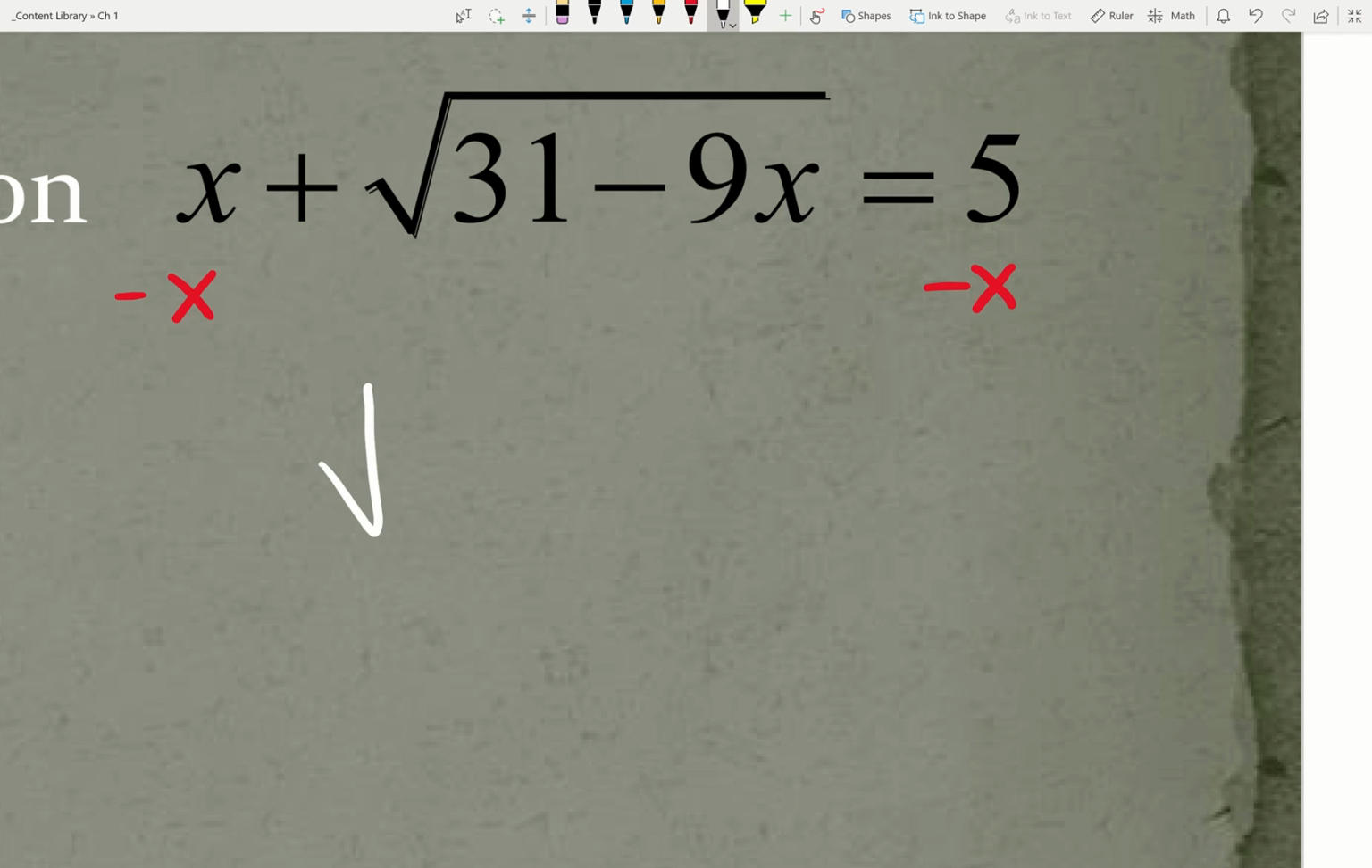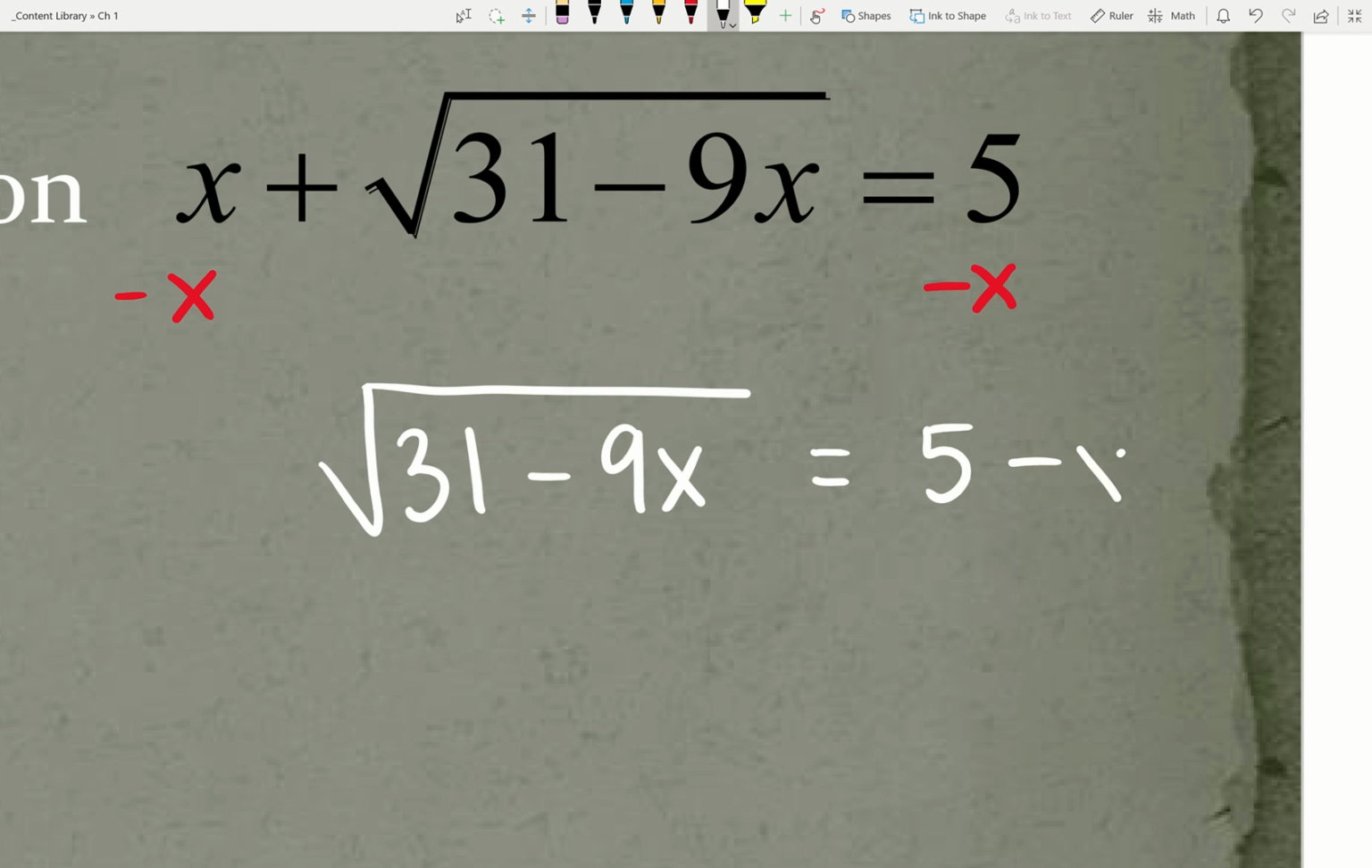And that's going to simply leave me here with the square root of 31 minus 9x on the left-hand side, and that, of course, is equal to 5 minus x on the right-hand side. Since those are not like terms, I can't combine them, all right? Next, I want to go ahead and get rid of this square root, which, remember, we always get rid of a root by raising both sides to the power of the index.